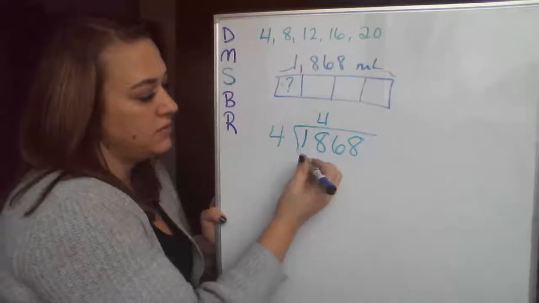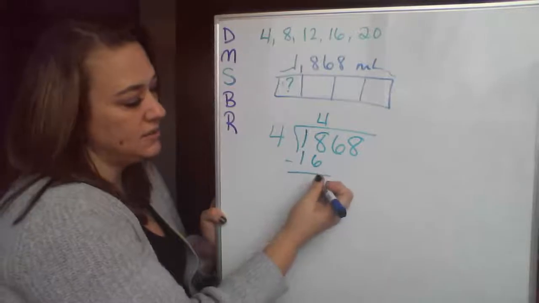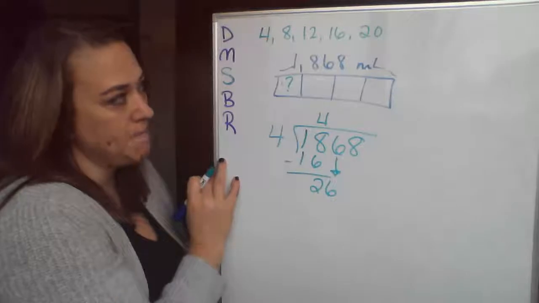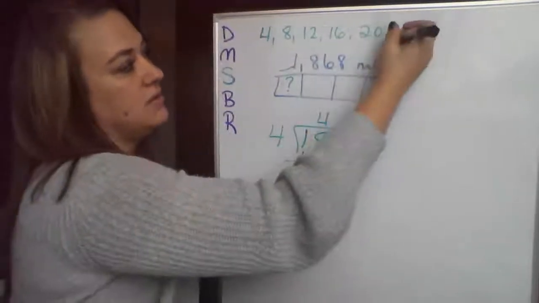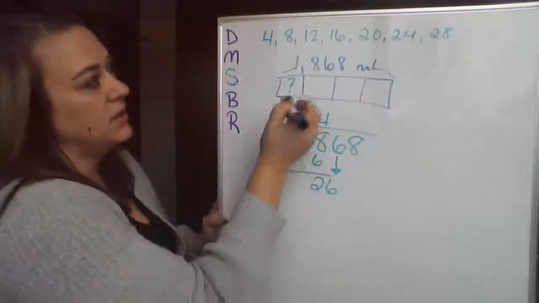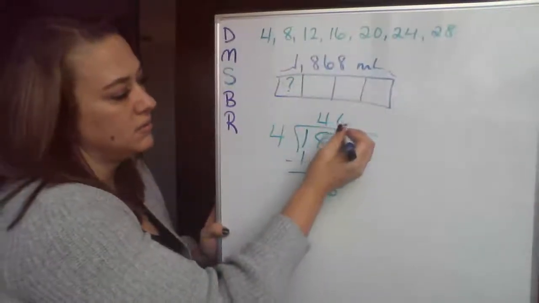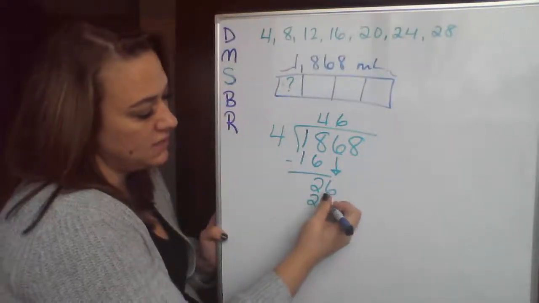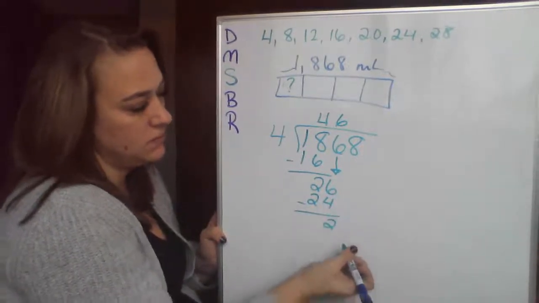4 times 4 is 16. And now we subtract. 8 minus 6 is 2. Bring down my 6. Remember, one number at a time. So now 26 divided by 4. 20, 24, 28. 28 is too many. So I know that I can make 1, 2, 3, 4, 5, 6 groups out of 26. And 4 times 6 gives me 24. 6 minus 4 gives me 2.